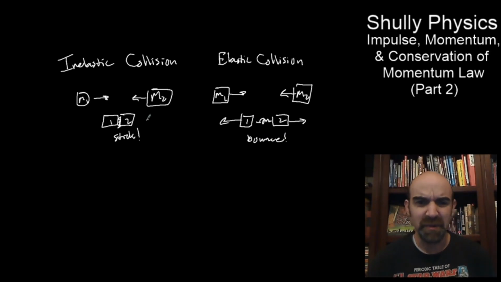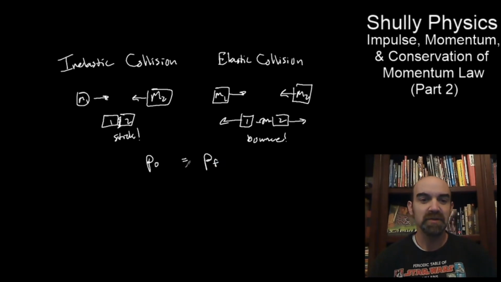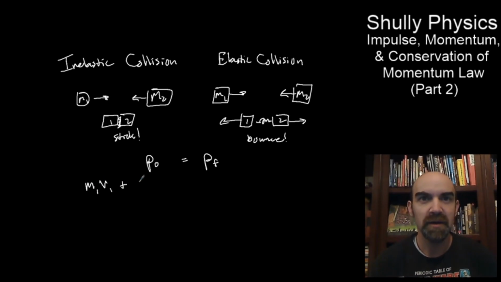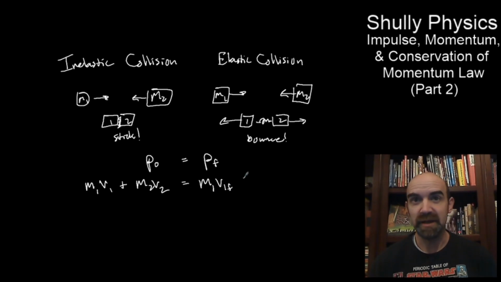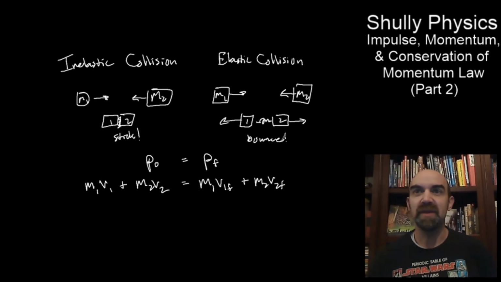All right, so what happens? What is the difference here? We're looking at initial momentum of the system equals final momentum of the system. So if we've got mass 1 having an initial velocity and mass 2 having its own initial velocity, afterward, mass 1 will have a final velocity and mass 2 will have a final velocity. All right, so that's the system here. If they bounce, it's going to look just like this. This is what the expression is.